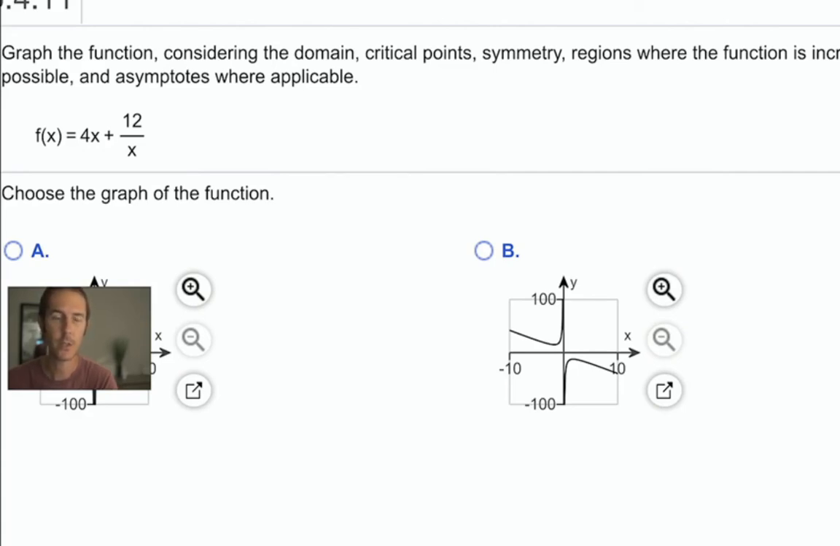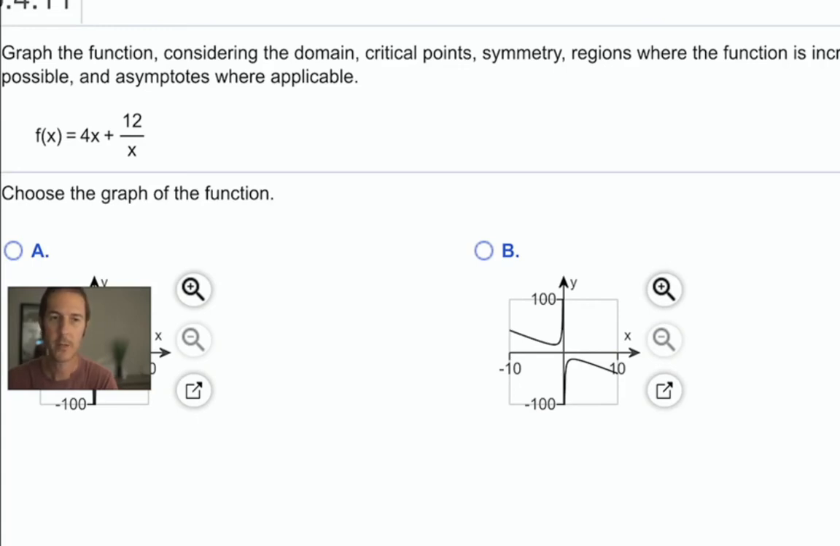And you can do the division and you would get 4x. You would have a remainder of, in fact, 12 over x, but we would disregard that. And then you could use that slant asymptote to help you choose the correct graph, combined with the vertical asymptote of x equals 0. And then you could still try to calculate some x and y intercepts.